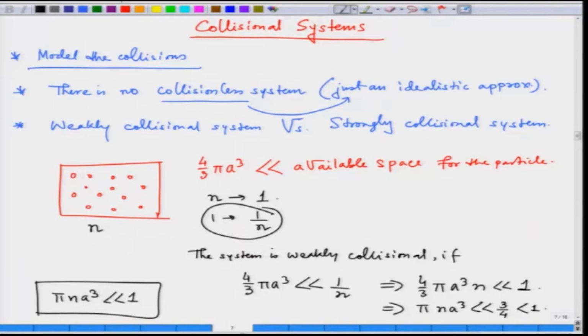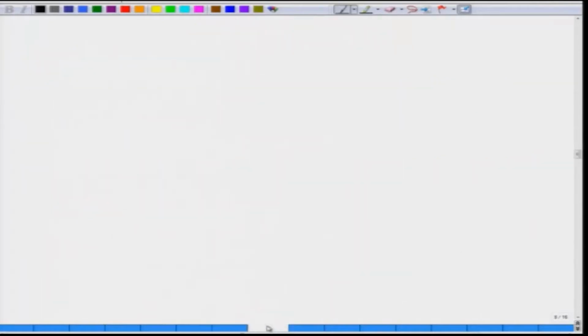Now, another way of seeing whether the system is weakly collisional or not is, if you have learnt in kinetic theory, the concept of mean free path. The mean free path is the average path traversed by one particle of the gas between two successive collisions, right.